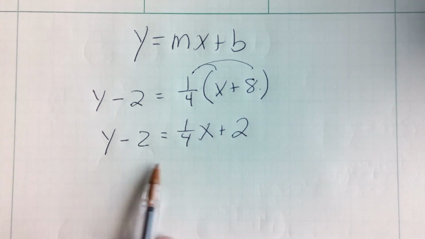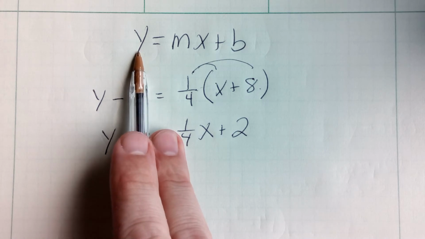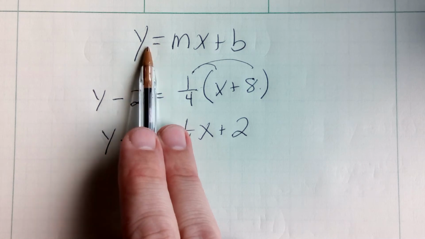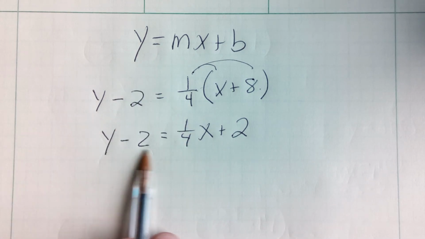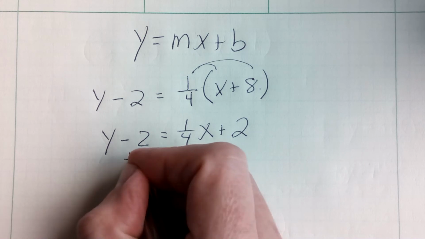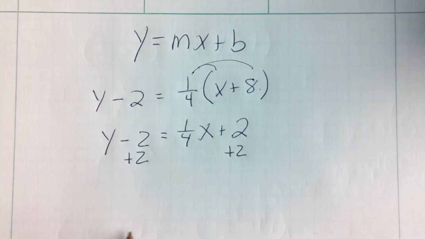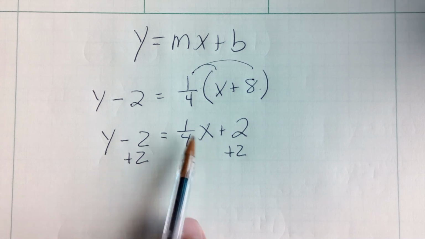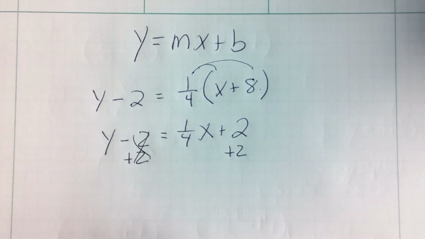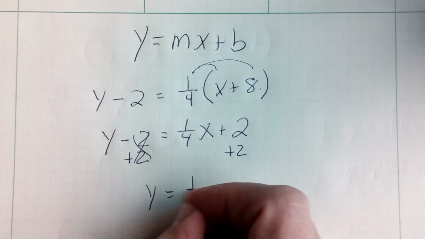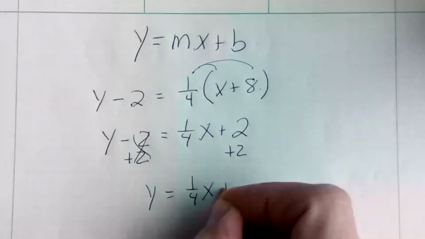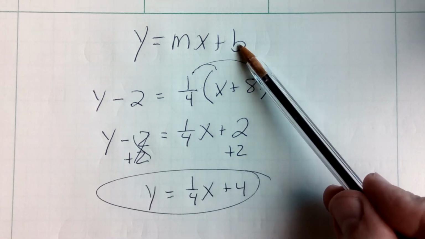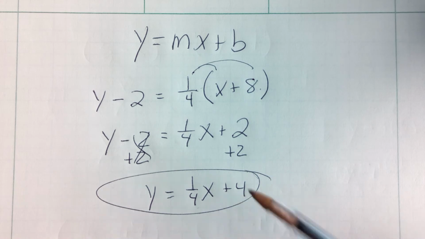The next thing I notice is the y is always by itself when it's in slope-intercept form. There's no plus or minus or numbers in front of the y or after the y. So I need to remove this minus 2. All I do is add 2 to both sides, making sure I add to my like terms. Don't add 2 to the 1/4 x, that's not a like term. Those cancel. So what I do to one side, I must do to the other, and I get 1/4 x plus 4. And I am in my slope-intercept form. I know my slope and I know my y-intercept.